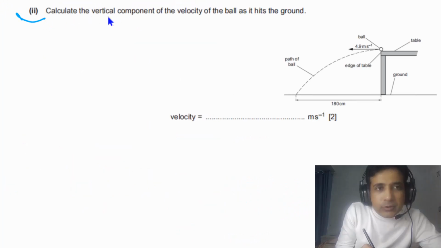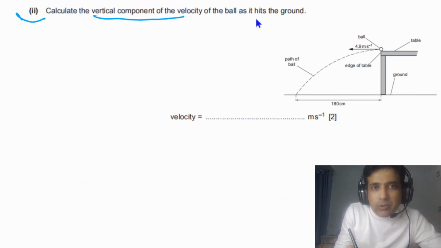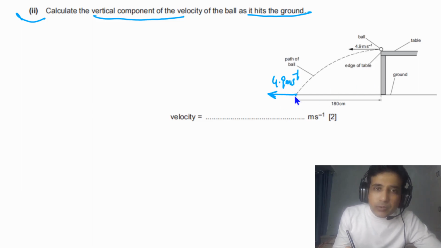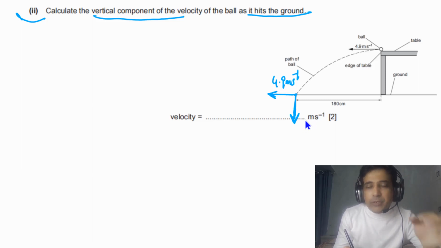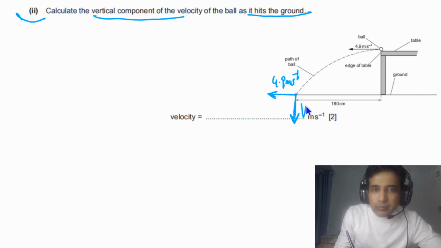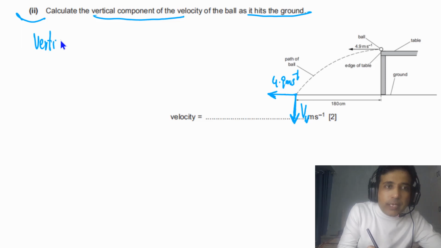For the second part, we need to calculate the vertical component of the velocity of the ball as it hits the ground. If you look at this point, the horizontal component of the velocity will be equal to the initial horizontal component of the velocity, and that is equal to 4.9 meters per second. Then question is asking us to calculate vertical component of the velocity when the ball hits the ground. I mean, this component of the velocity we need to find out. We need to find out vertical component of the velocity, so we need to consider only vertical motion. So we can say v_v, vertical motion.